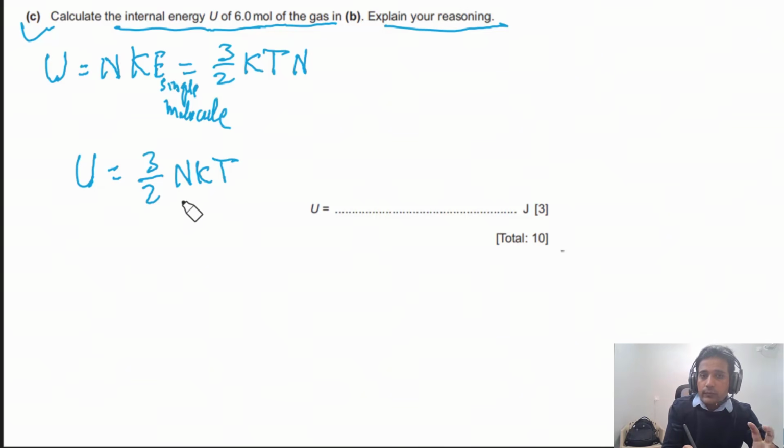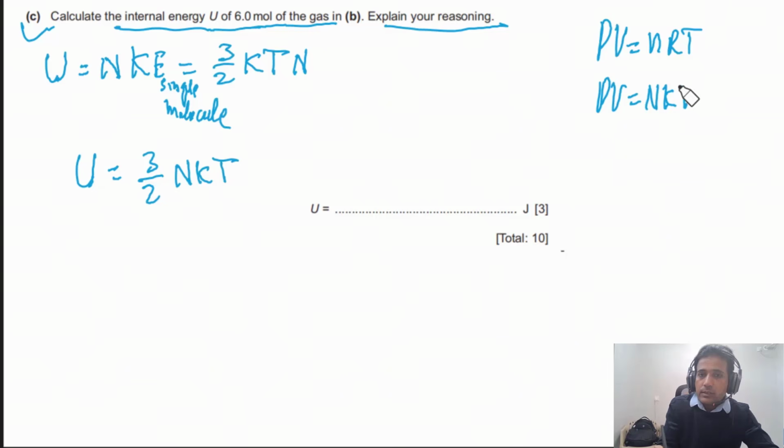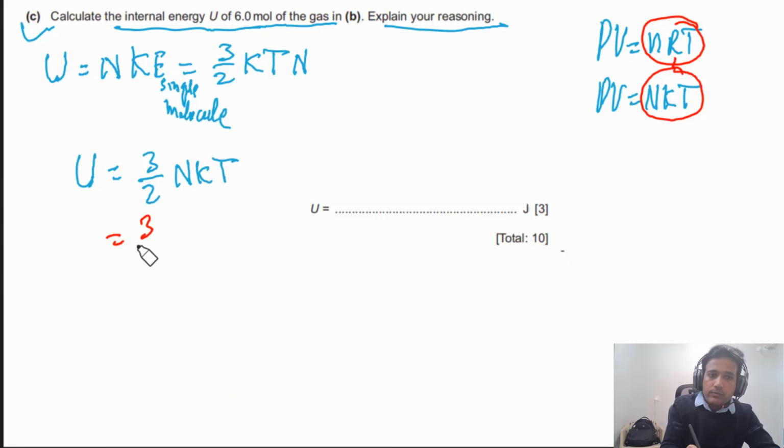But we don't have the value of N. To make it simple, we have the number of moles. So we can compare these two equations, PV is equal to nRT and PV is equal to NkT. So simply we can now replace NkT with nRT. So we can write down here 3/2 n times R times T.